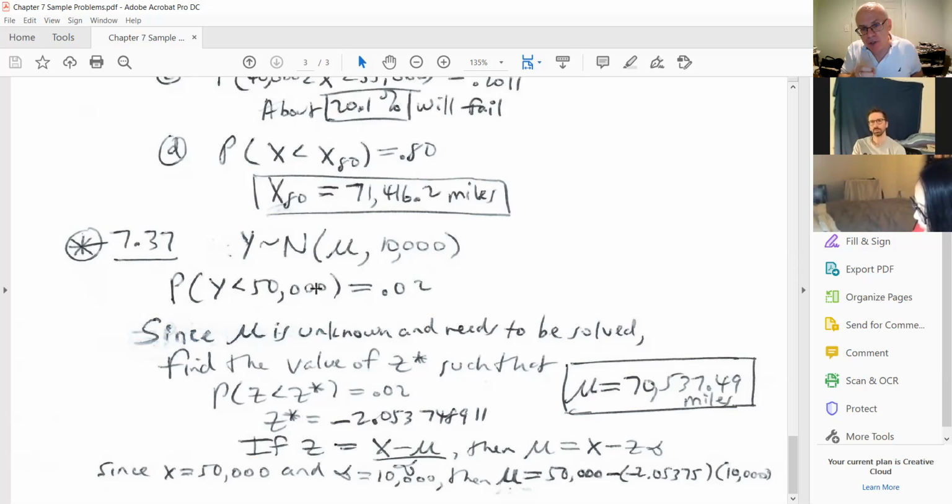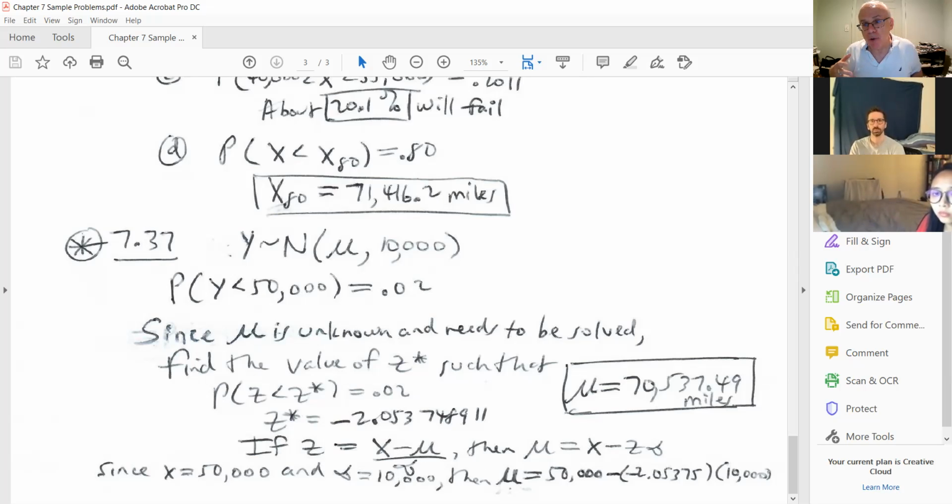You can find the Z that corresponds to the second percentile, where the area to the left is 2%. We find it. Then we use it in this formula. Now, if you don't want to do the arithmetic, you could simply replace the Z by this number here, replace the X with 50,000, replace the sigma with 10,000, and then solve for mu. Do a little algebra and solve for mu, and you'll get this number.